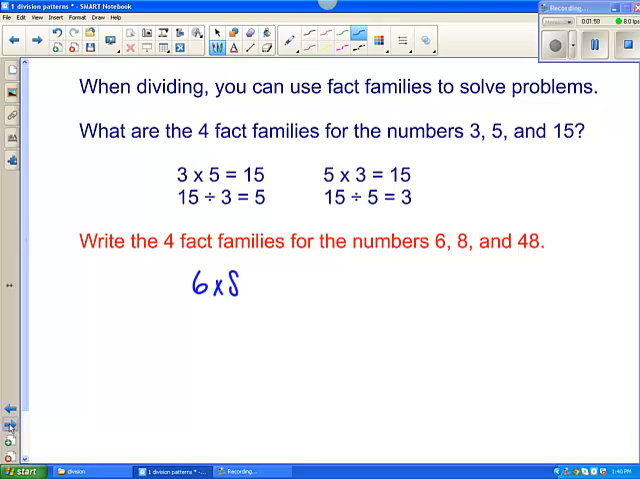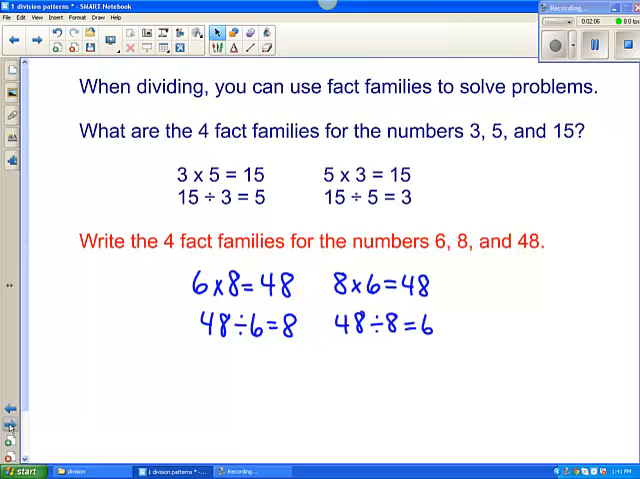One of the first ones is 6 times 8 is 48, and using the commutative property, 8 times 6 is 48. The division takes 48 divided by 6 to have 8 equal groups, or 48 divided by 8 to have 6 equal groups.